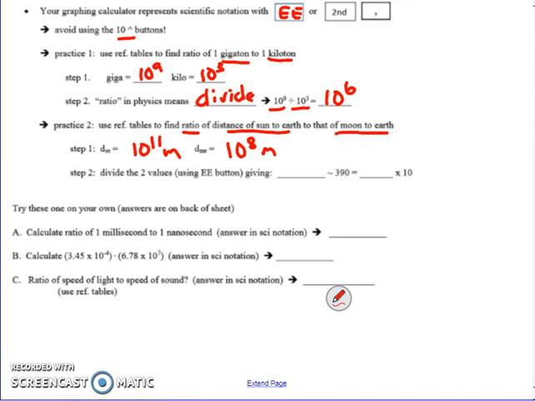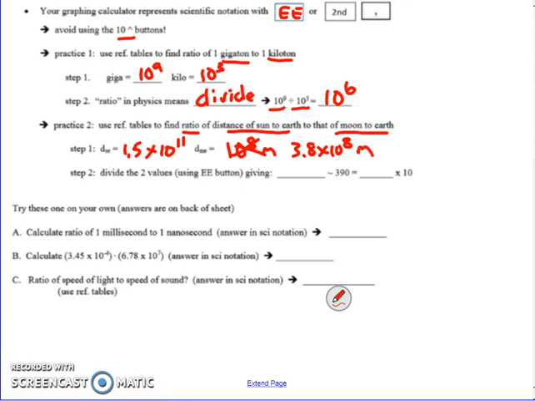Let me put in the numbers, with the coefficients in front. So the sun distance would have been about 1.5 times 10 to the 11th, and the moon is 3.8 times 10 to the 8th meters. Okay, sorry for that little error.